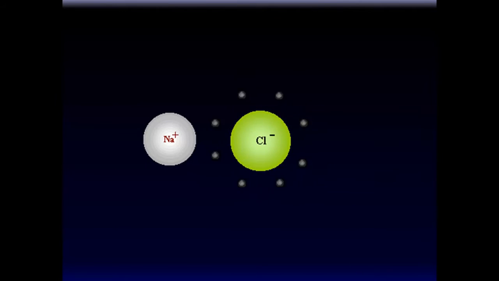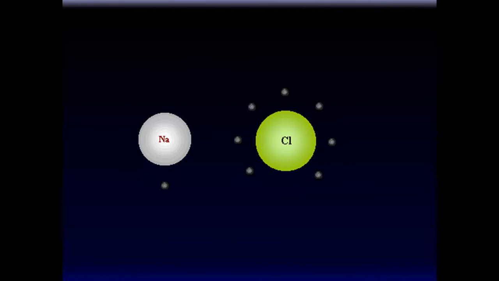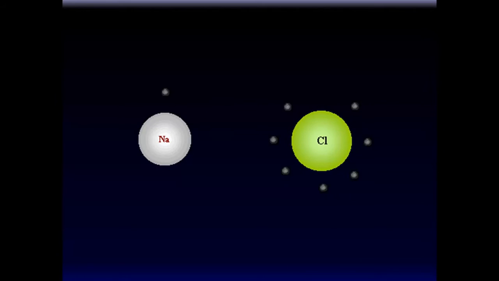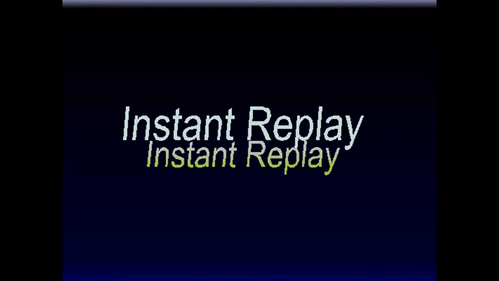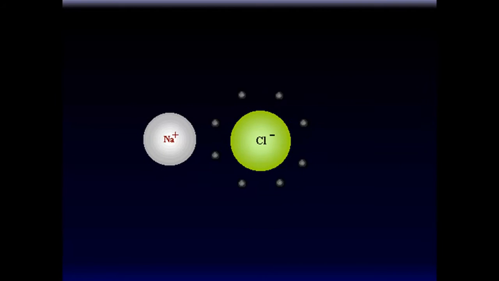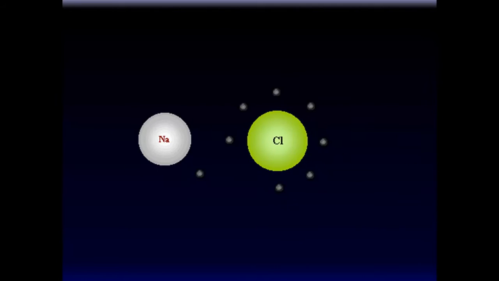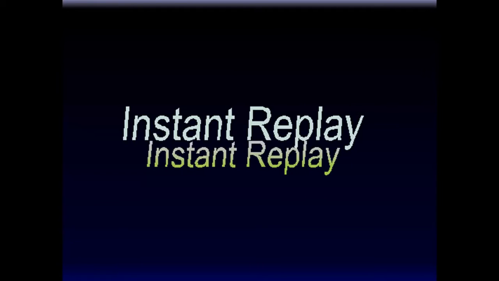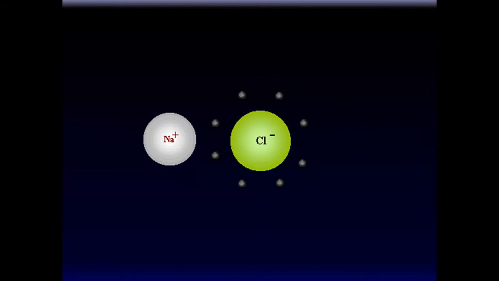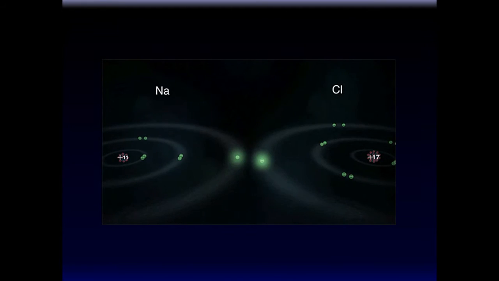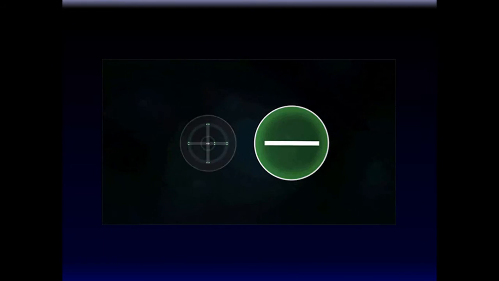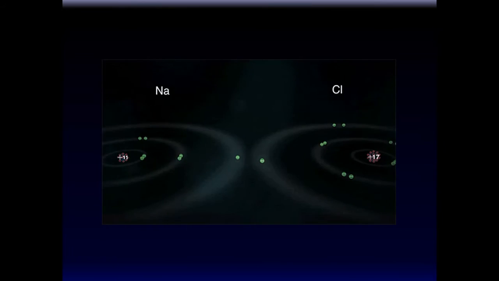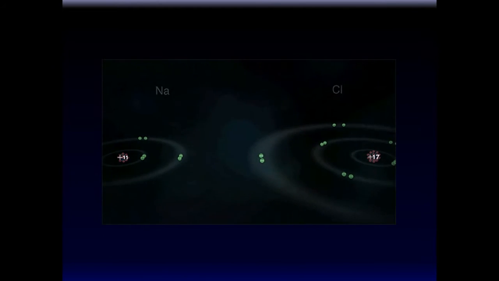Now this is another representation. Now look what happens here. Instant replay. Sodium and chloride. See, sodium is going to lose that electron, give it to chlorine. Completely give it. This is an ionic bond, right? Completely give it, and they hang together because one is positively charged and one is negatively charged. They're not sharing electrons, they're giving away. Now this is another representation of the same thing. Sodium is going to give away the electron, and they're going to hang out together and form an ionic bond.